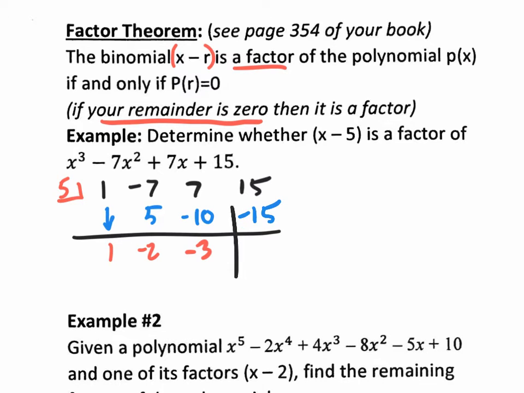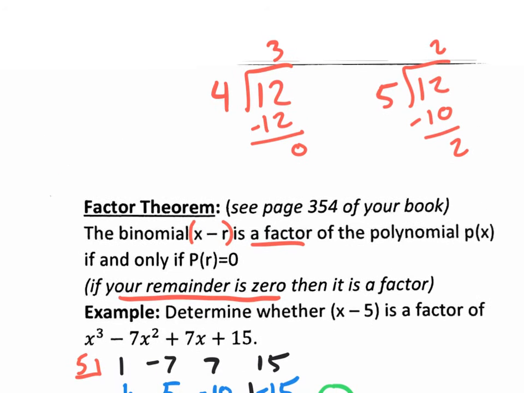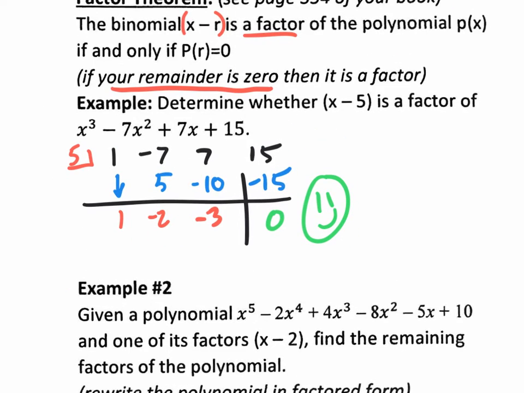And what's the remainder? 0. Yay, I'm happy. Why am I happy? Because I just found out that this guy is a factor of this guy. Why? Because the remainder is 0. Just like up here. Is 4 a factor of 12? Yes, because the remainder is 0. Down here, same thing. Is this a factor of this? Yeah, why? Because the remainder is 0. Whenever your remainder is 0, you know it's a factor.